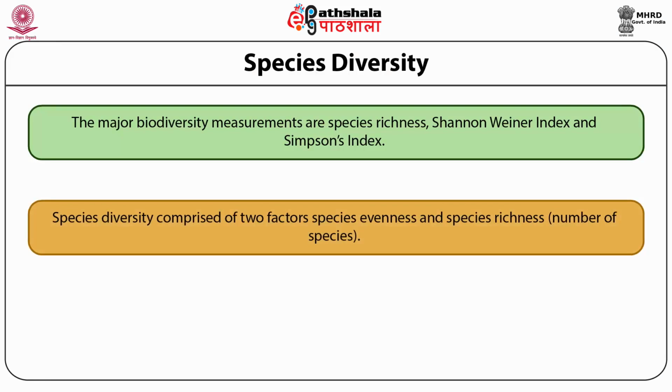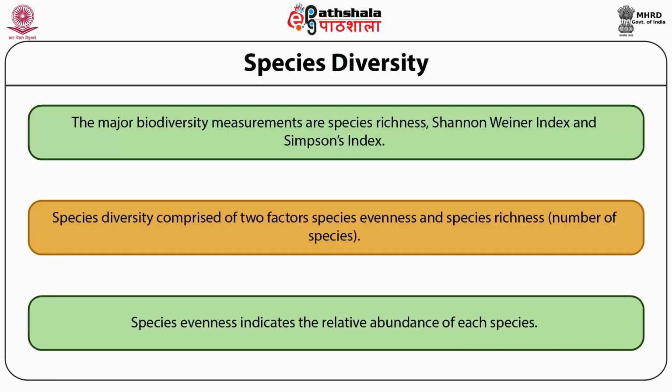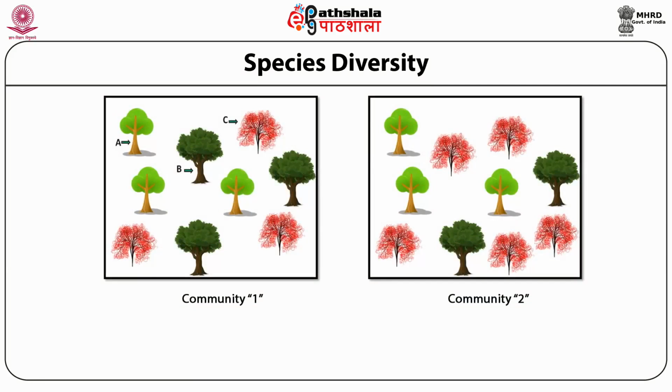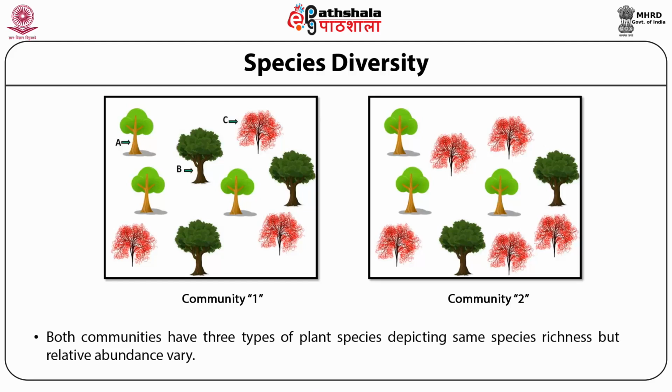Species diversity is comprised of two factors: species evenness and species richness, the number of species. Species evenness indicates the relative abundance of each species. This figure represents community first and community second. Both communities have three different types of plant species, depicting the same species richness, but the relative abundance varies.